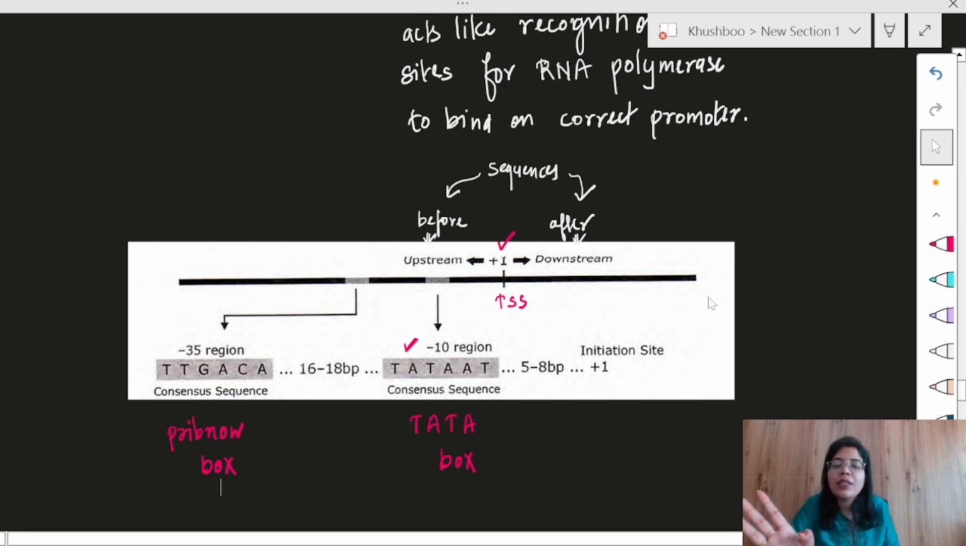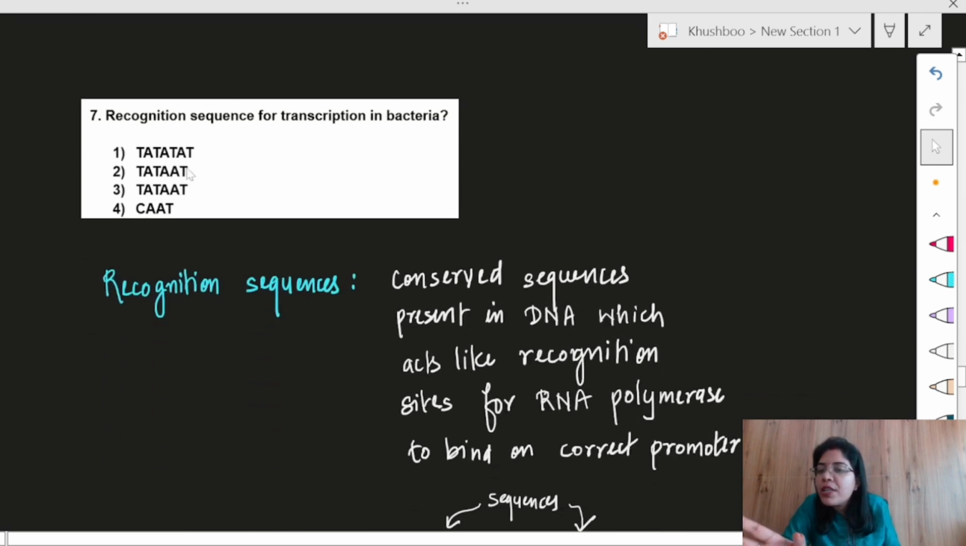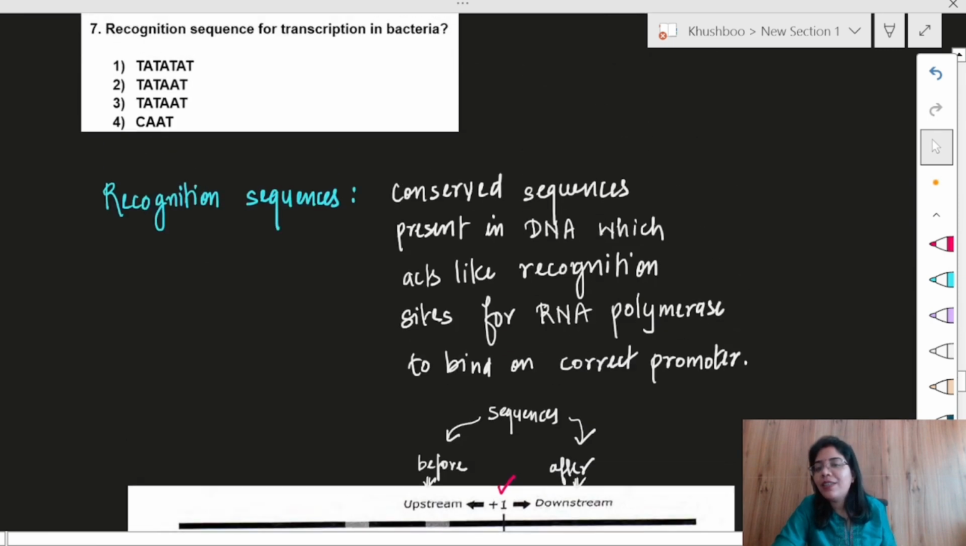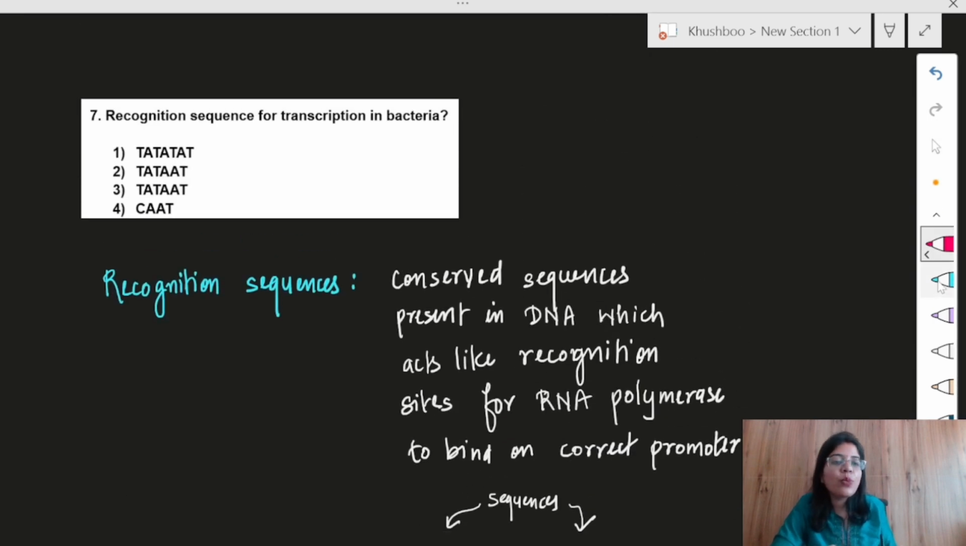These two sequences are not given in NCERT, but they have given this as an option in a match the following question in the 2024 paper. You can check that. So which option is matching here? Recognition sequence for transcription in bacteria: is it TATAT or TATAAT? The two sequences in C I have mentioned the same. So it is TATAAT. While typing I made a mistake, but anyway, this will be the answer.